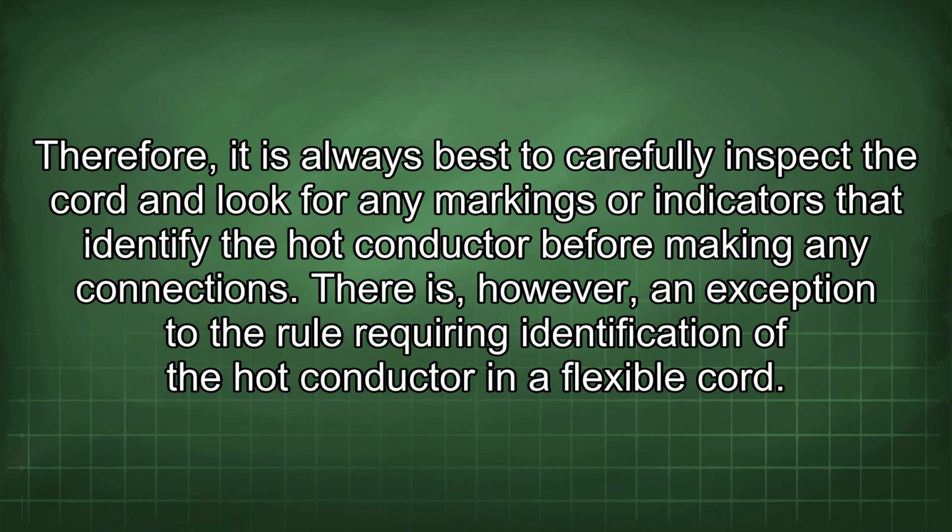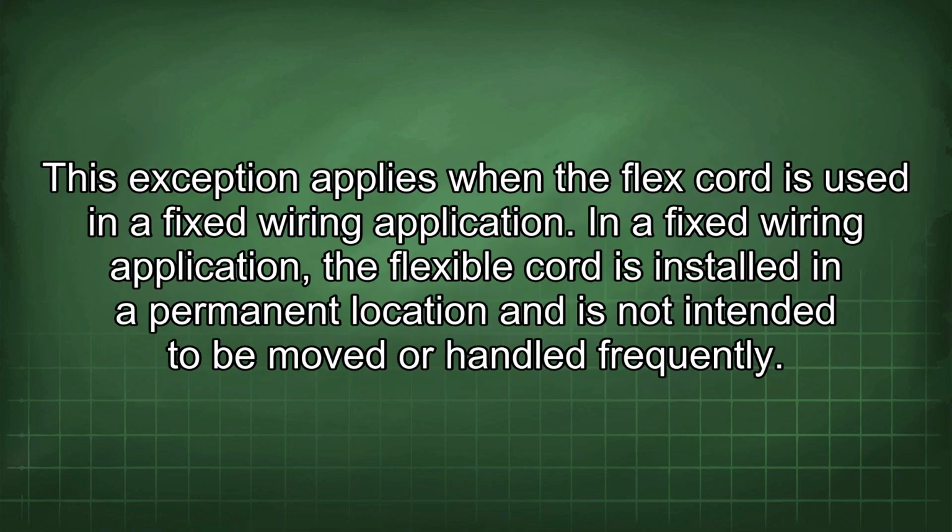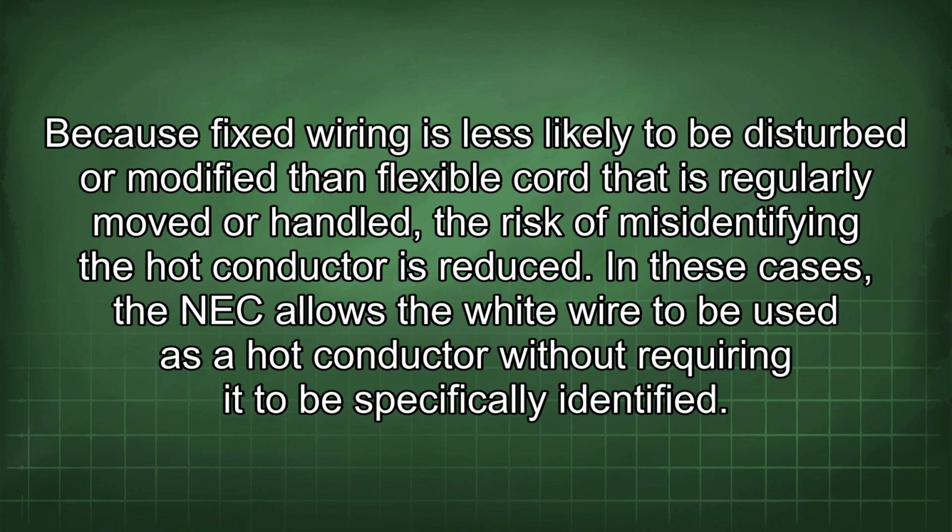There is, however, an exception to the rule requiring identification of the hot conductor in a flexible cord. This exception applies when the flex cord is used in a fixed wiring application. In a fixed wiring application, the flexible cord is installed in a permanent location and is not intended to be moved or handled frequently. Because fixed wiring is less likely to be disturbed or modified than flexible cord that is regularly moved or handled, the risk of misidentifying the hot conductor is reduced.